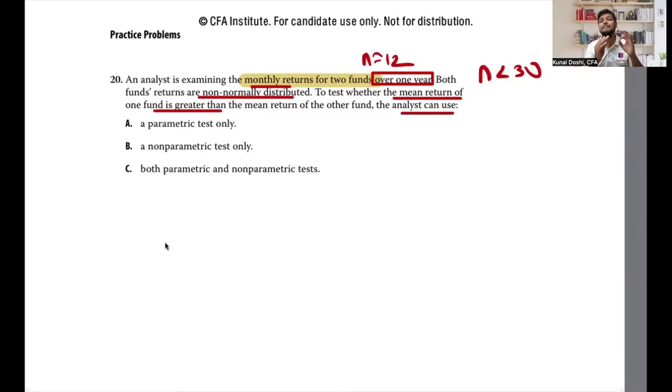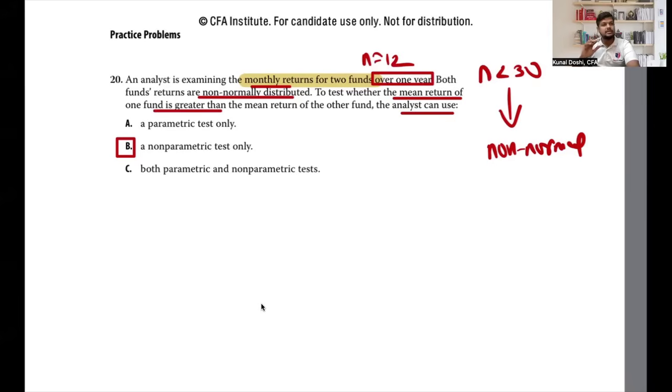Now, whenever the sample size is below 30 and the distribution is non-normal, then you cannot use the normal parametric test. Then you'll have to use a non-parametric test. Understood? So two things: when the sample is less than 30 and the distribution is non-normal, I cannot use a parametric test. I'll have to use a non-parametric test. Got it? Everyone? Clear? Okay.